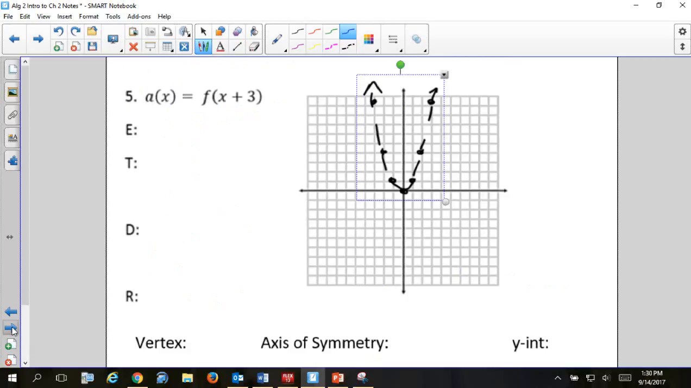Number 5. This time we've got a of x, and it says that we take the function, but instead of f of x, we make it f of x plus 3. That means we replace x with parenthesis x plus 3 in the parent function. You replace x with parenthesis x plus 3. And you did have that on that last test. So our new function is a of x equals. So if I pull out the x and I replace it with parenthesis x plus 3, it's going to look like that.